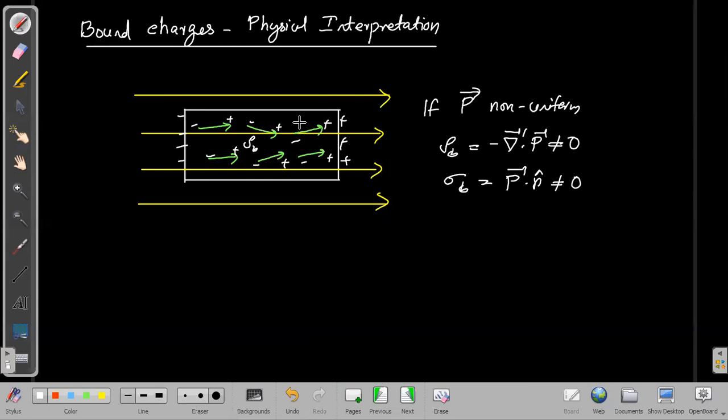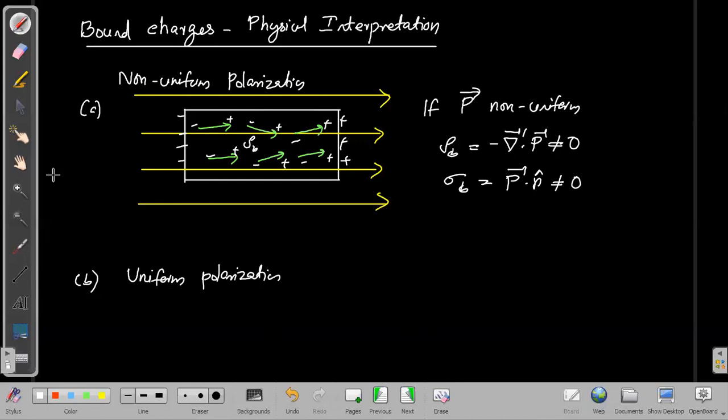Now this is case A, non-uniform polarization. Now case B can be uniform polarization. If the polarization is constant throughout, that is, if the dipole moment per unit volume is constant throughout, then what is the case?